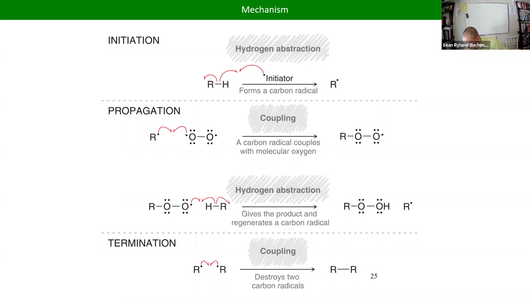And I think it would be better, I don't like that propagation step. I would write it as the radical plus O2 with the double bond. That's how oxygen normally looks, right? So when you have oxygen gas, you can break one of the pi bonds between the two oxygens, and that leaves a radical on the other side.